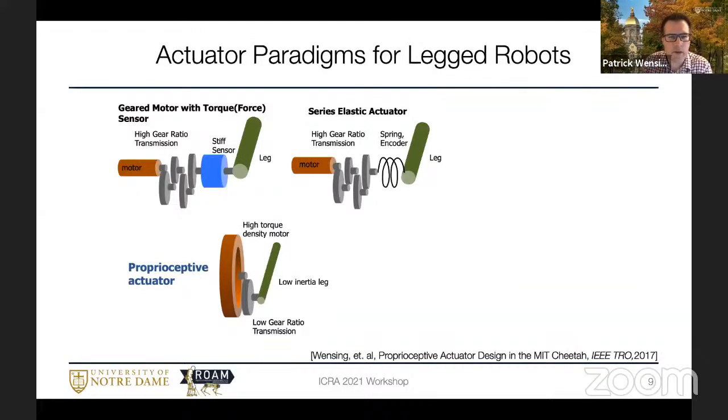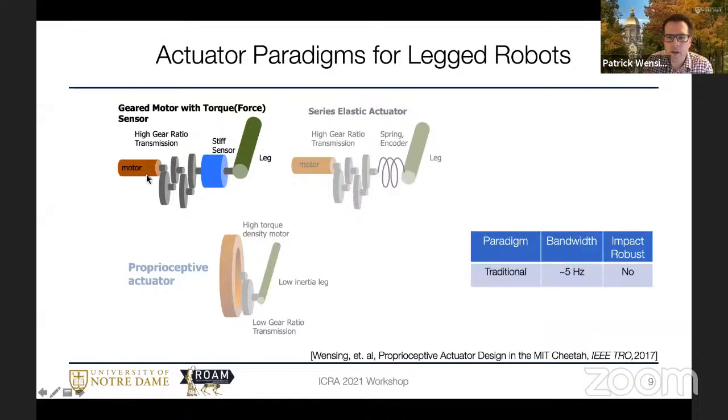So how does this compare to other actuation paradigms? Well, let's consider perhaps the most common one, where we've got a motor and a high gear ratio transmission and a stiff torque sensor, and then our high inertia leg. Here, you can do feedback control on the stiff torque sensor, and empirically, we've seen closed loop force bandwidths of 5 hertz, I would say, probably up closer to 30 in some of the more recent DLR hardware. But these designs are fundamentally not impact robust.